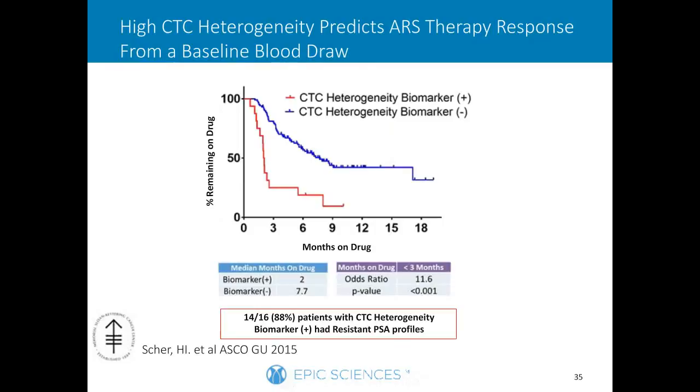And so this is segregating those two patient populations, high heterogeneity shown in the red, and blue being the low heterogeneity population. And we can look at the relative time on drug. And so this means the time until they failed the drug, so when the therapy stopped working. And so you can see a statistically significant difference in those two patient populations in their response to therapy. And in general, the patients with lower heterogeneity were on drug for 5.7 months longer. And that's a pretty significant odds ratio of 11.6.